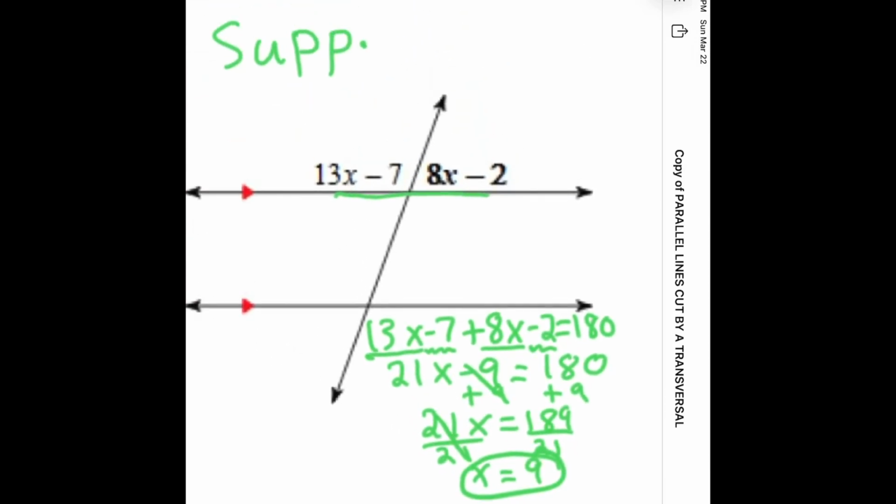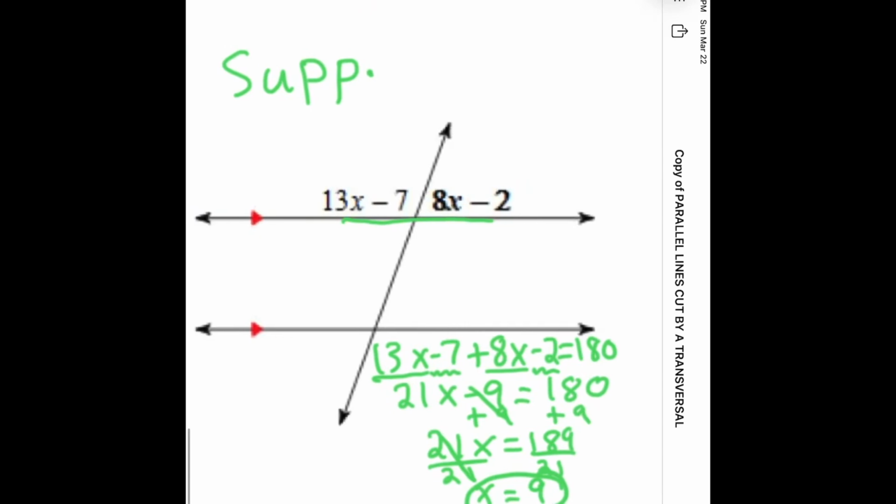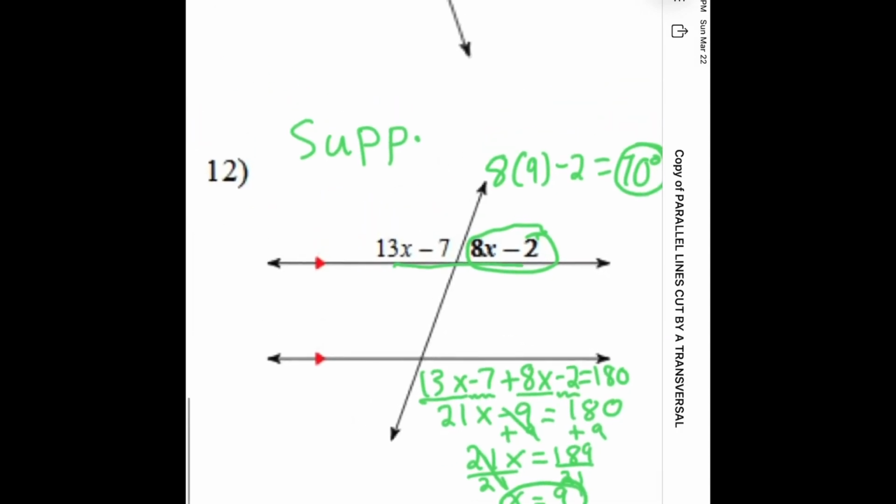But remember, in 10 through 12, we were also asked to find the indicated angle. So we're going to take our 8x minus 2 and substitute that x value in. So we get 70 degrees for the indicated angle. So that is how you're doing number 12.